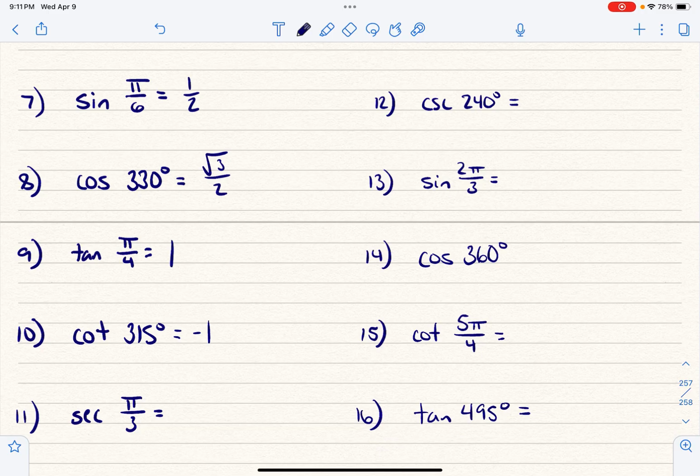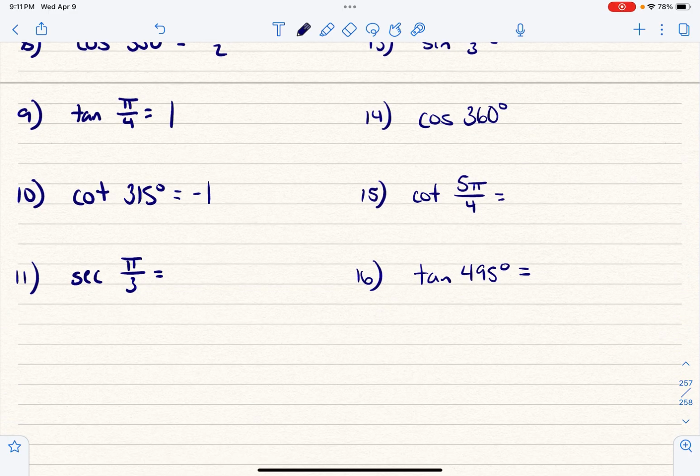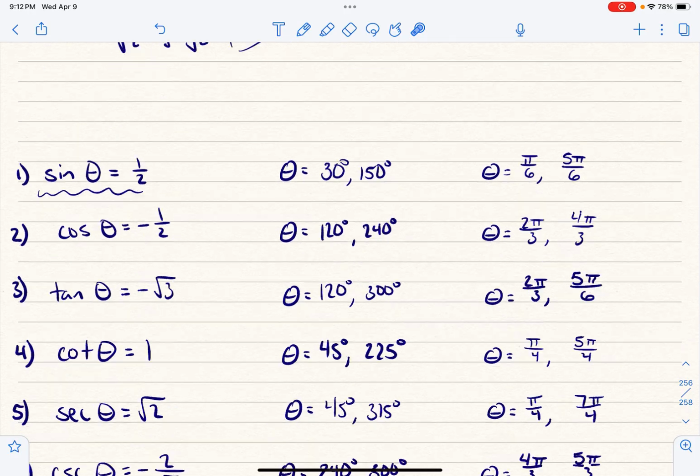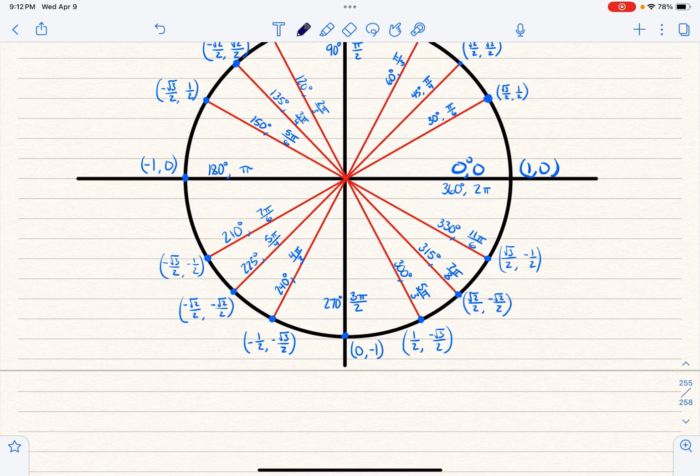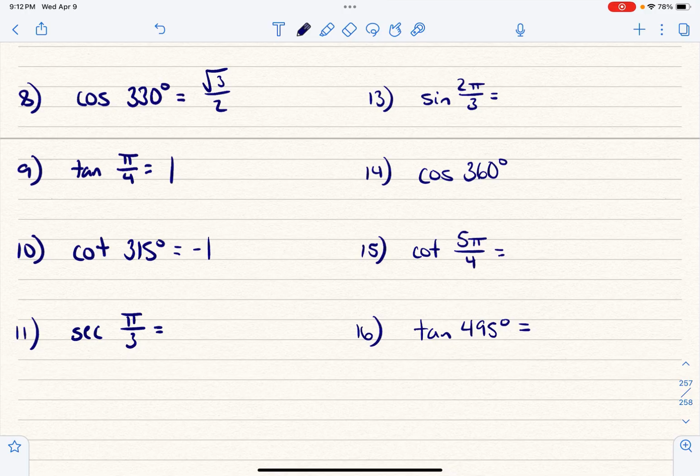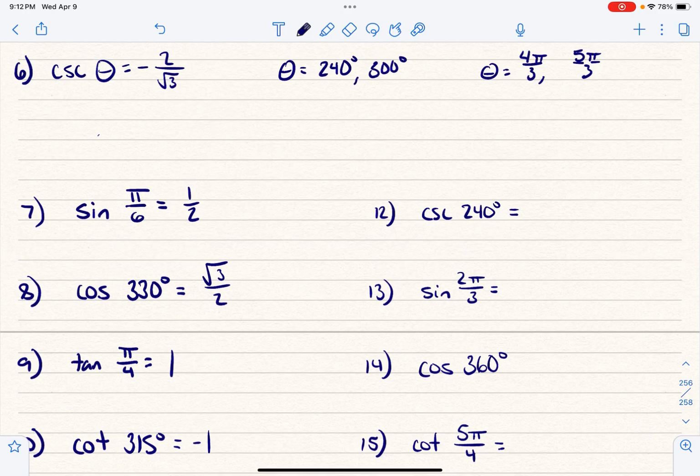All right. Secant of pi over 3. Remember, secant is the reciprocal of cosine. So all I need to do is go to pi over 3, look for my x, and flip it. Let's look at the unit circle. Pi over 3 is right here. Here is my x. Flip the x value. So instead of 1/2, I would write 2. That's the reciprocal of 1/2. All right, moving on.